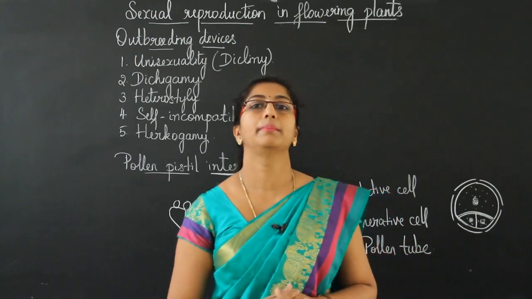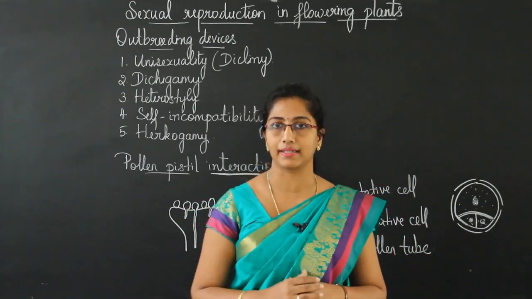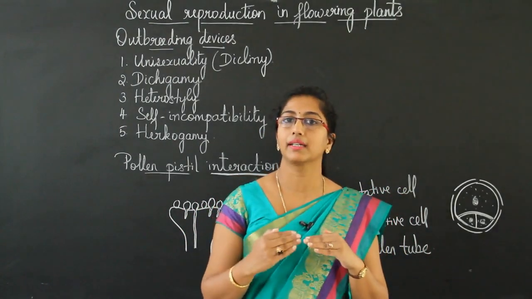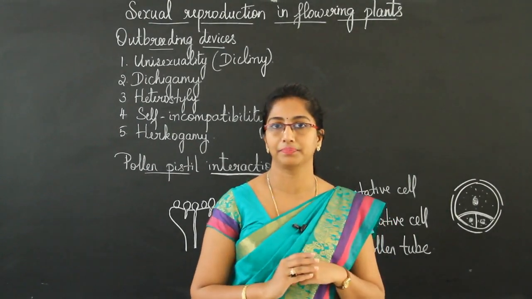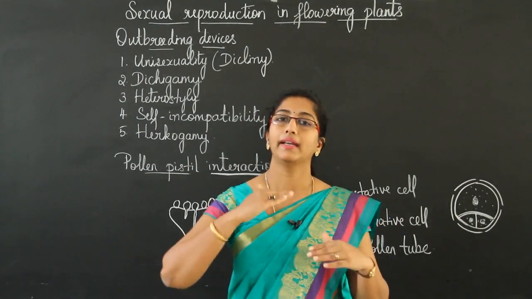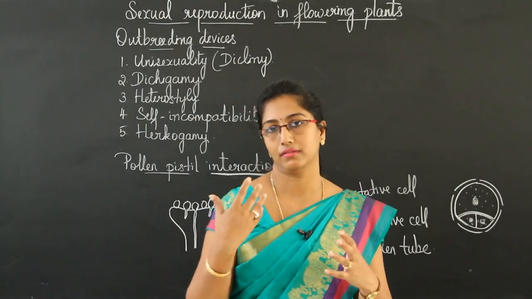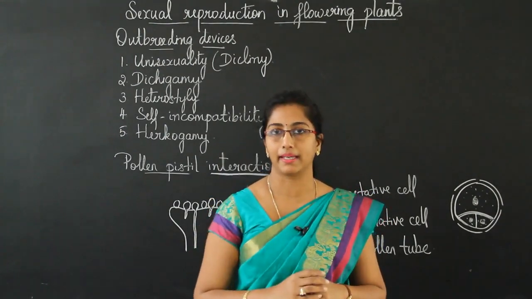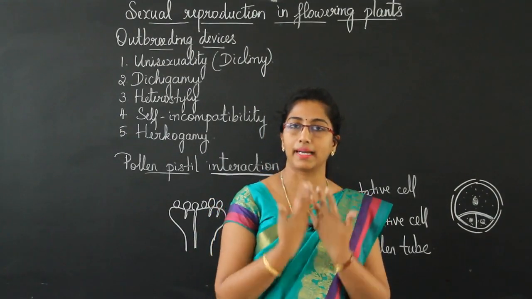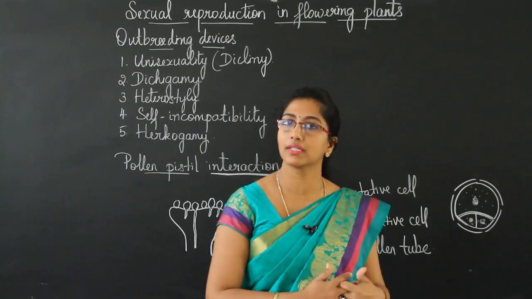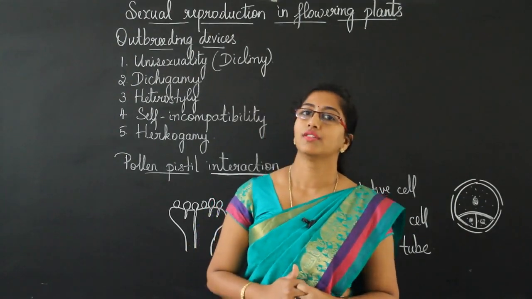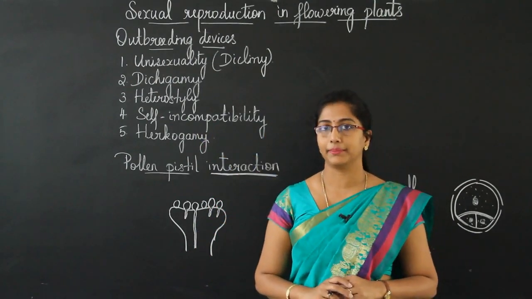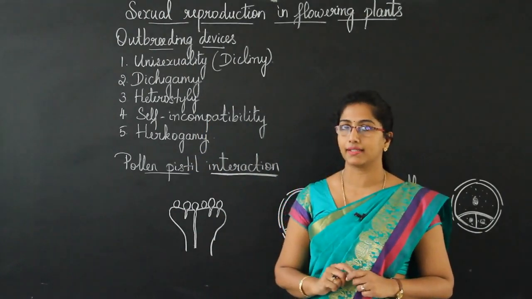Self-incompatibility is a genetic mechanism where the stigma will recognize the pollen of the same plant. It can recognize that and will not allow the pollen to germinate. So we say this is a genetic mechanism. Even though plants have bisexual flowers and pollen falls on the stigma, it will not be allowed to germinate, and that is called self-incompatibility. I told you it's a genetic mechanism.